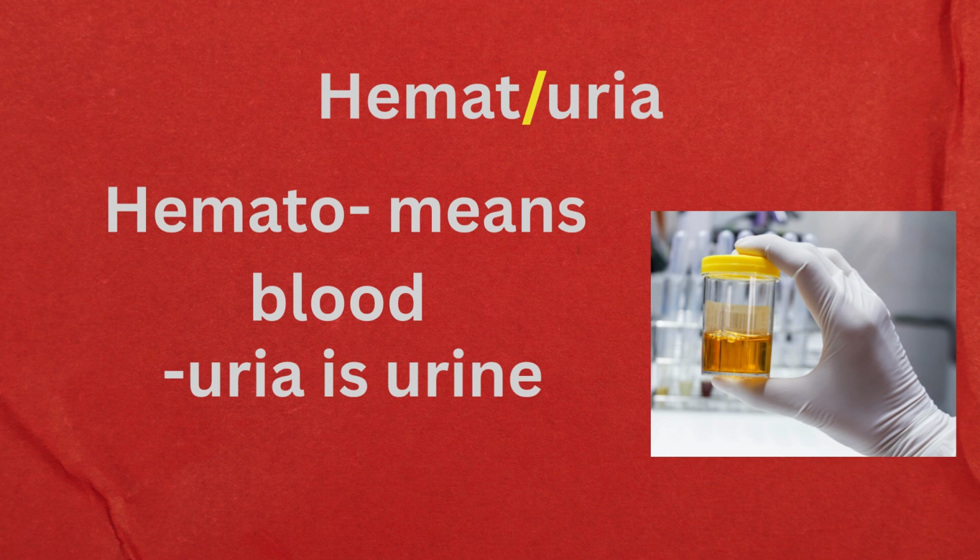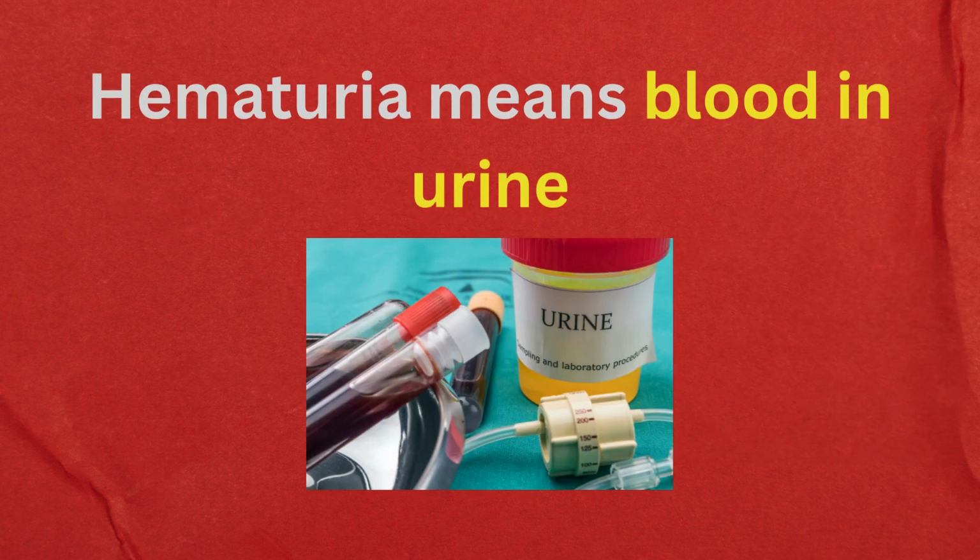The last and final medical term we are going to study is hematuria. As we have always done, let's divide the medical term hematuria into hemato and uria. The root term hemato means the blood. The suffix uria means urine. So, the entire medical term hematuria means blood in the urine.